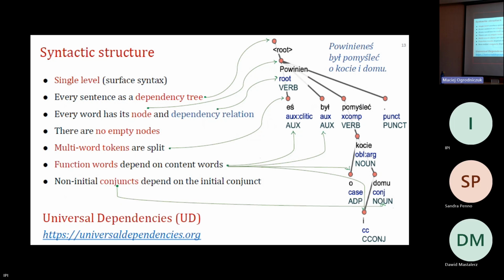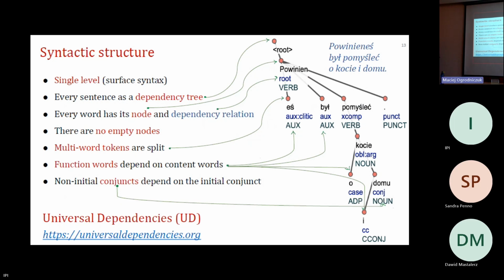And then you might notice here you have a conjunction, because that's a coordination. The second conjunct is dependent on the first conjunct. That's how they do it in Universal Dependencies. And the conjunction is dependent on the second conjunct. So if you have multiple conjuncts, all the other conjuncts are dependent on the first conjunct.